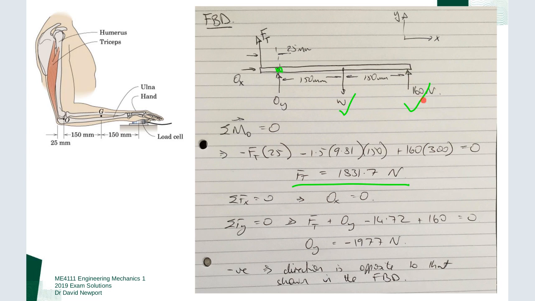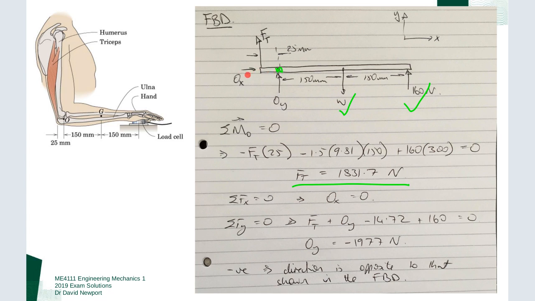Again, essentially the force produced at the hand is 160. So the triceps is producing an awful lot more force. And again, that makes sense because it's got a shorter distance to produce that moment over. And the second part would then ask me to determine the reactions at the elbow.